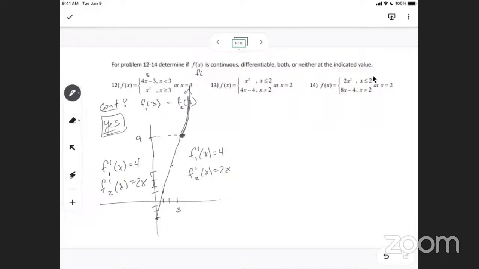And when we plug them in, oh, I already wrote that to the right. When we plug in f prime of 3, you get 4 still. And when you plug in 3 here, you get 6. And so, no, not differentiable. So that's how you're going to do all of those as well.